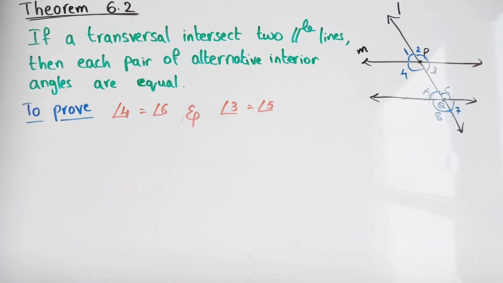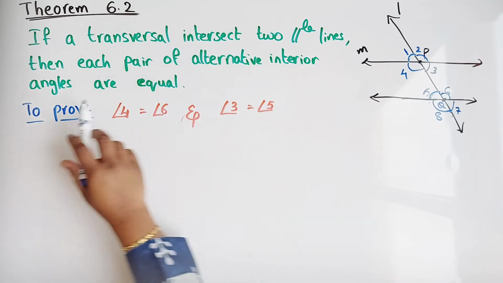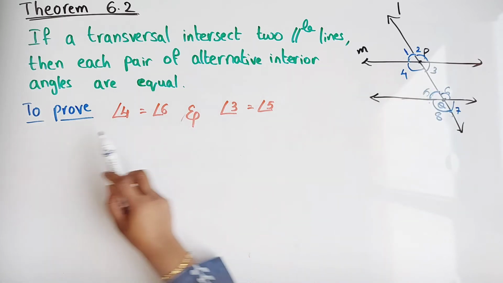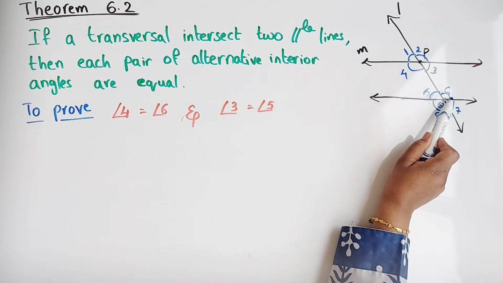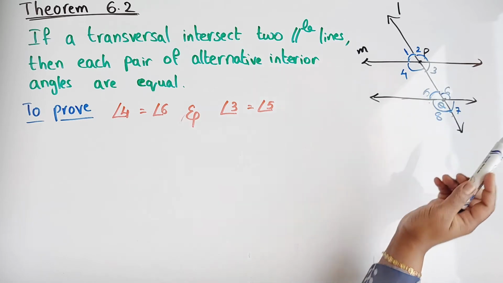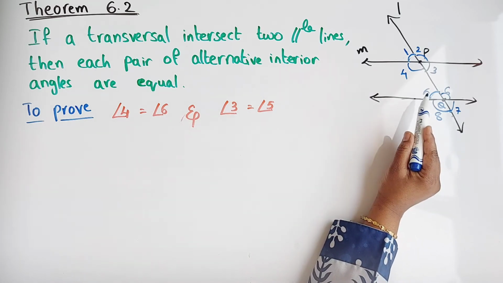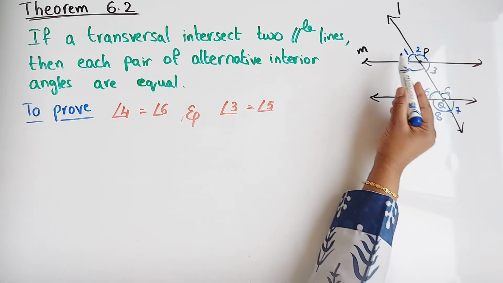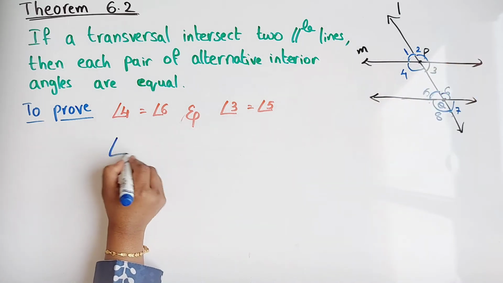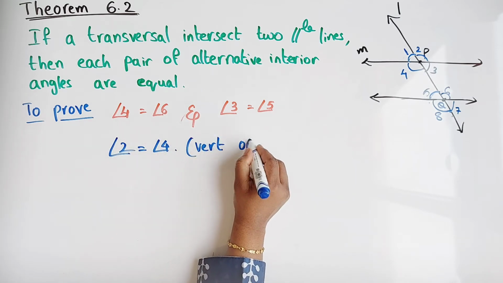Theorem 6.2, children: if a transversal intersects two parallel lines, then each pair of alternate interior angles are equal. That means we have to prove angle 4 equals angle 6, angle 3 equals angle 5, children. Right? Let's start the solution. We already know that if two lines are intersecting, vertically opposite angles are equal. So can I write angle 2 equals angle 4 here? Why? Vertically opposite angles.